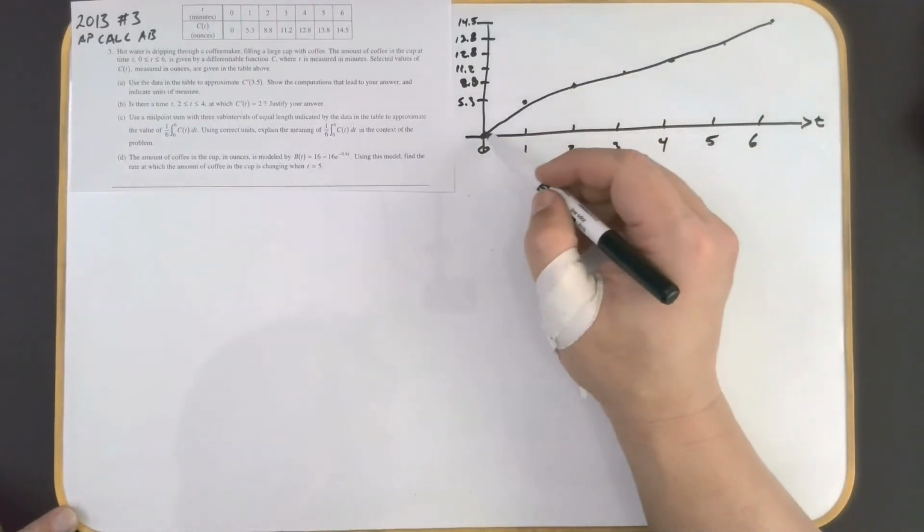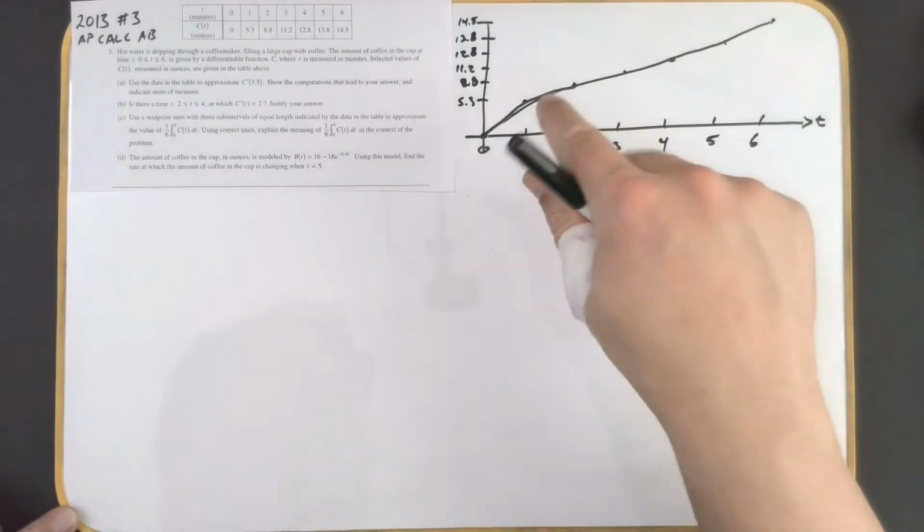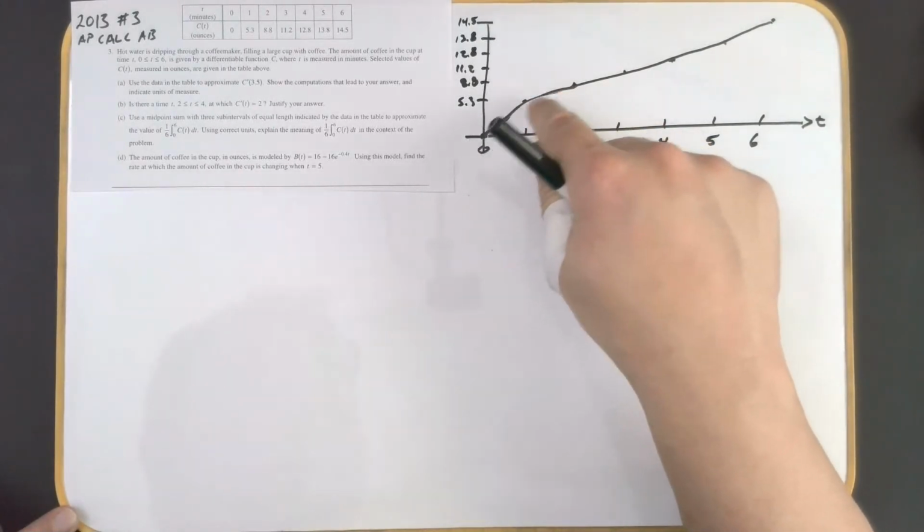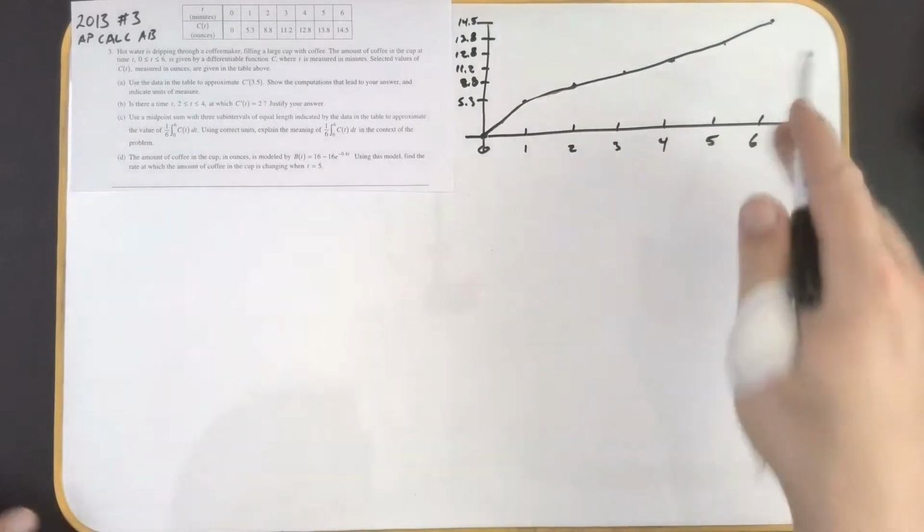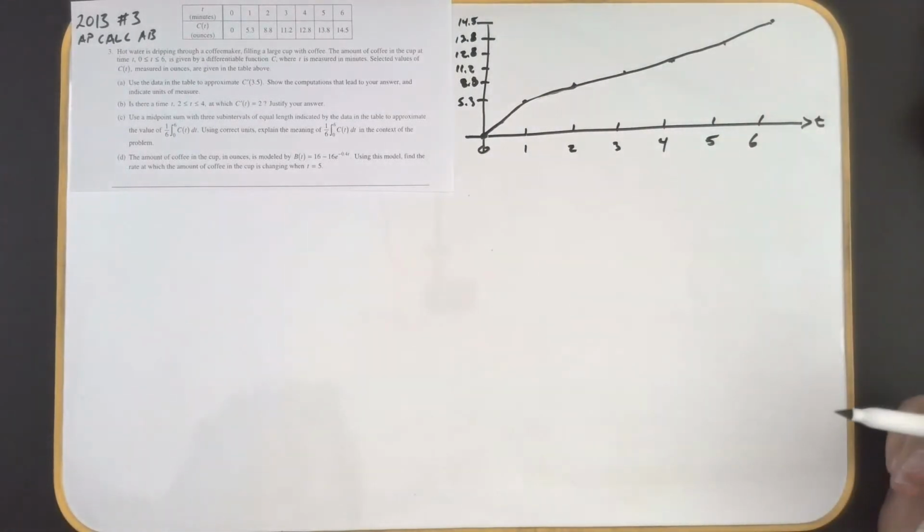Now the problem says that the function is increasing the whole time. Okay, so it might look linear just the way I sketched it here, but doubtful. Don't make that assumption. It's just increasing the whole time. That's all you've got to worry about.